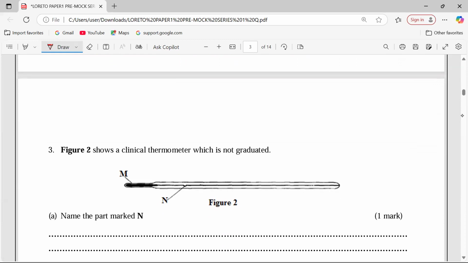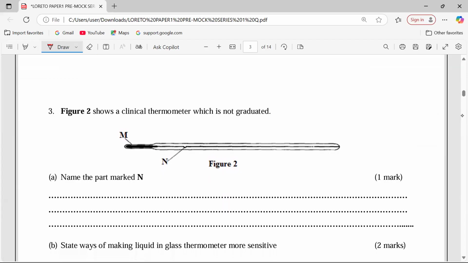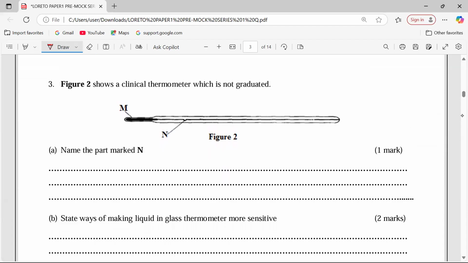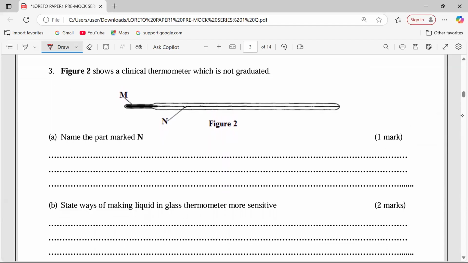Look at number 3. Figure 2 shows a clinical thermometer, which is not graduated. It's not calibrated. Name the part marked N. Look at that curving. That is what we call the constriction.